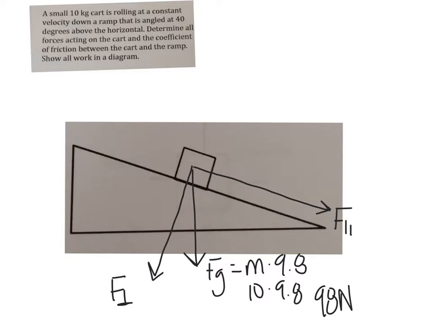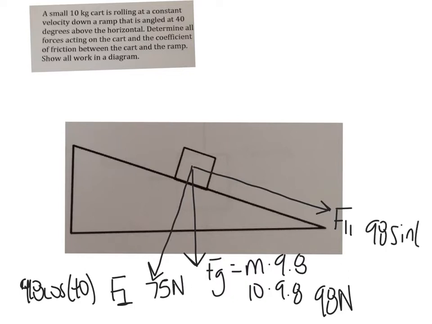The two formulas for these are your force of gravity times cosine of theta for your perpendicular, and then force of gravity times sine of theta for your parallel. So you would type in your calculator 98 times cosine, and then your angle in this case is 40. So for your perpendicular force, you're going to get around 75 newtons. And then for parallel, you're going to do 98 sine 40, and that is going to give you 63 newtons, all right? So that's your second step, is doing those two.